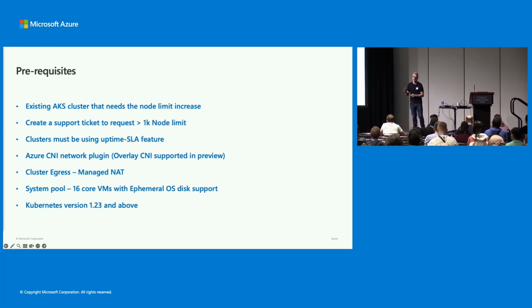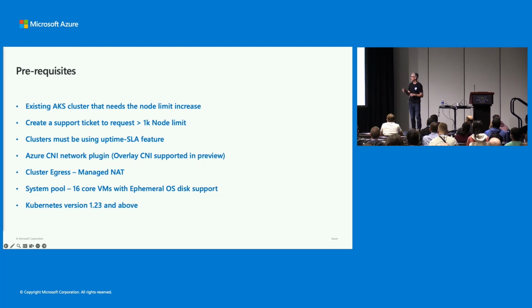Clusters must be using the uptime SLA. If you go to the size of a cluster of 5,000 nodes, your control plane, your API server, is going to have to do a lot more. And so we need you to be on the uptime SLA. You need to use Azure CNI network plugin. Overlay CNI support is there. So you're going to 5,000 nodes. You're going to be using a lot of IP addresses. So Overlay CNI will help you in terms of dealing with that.